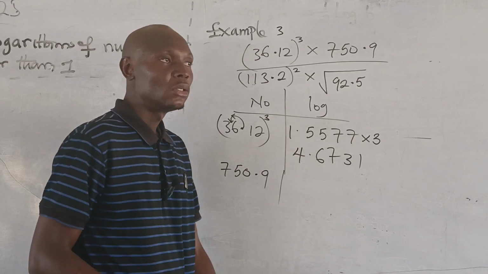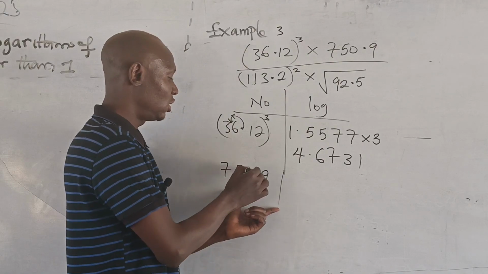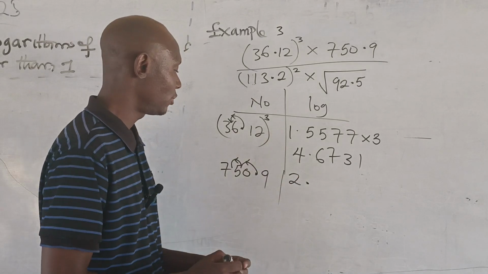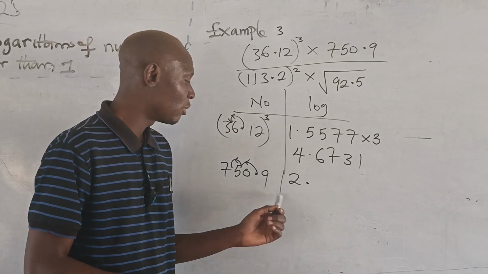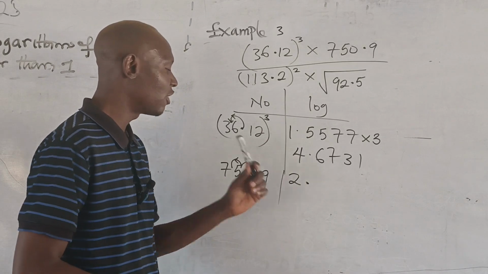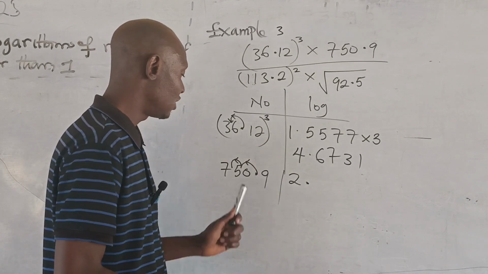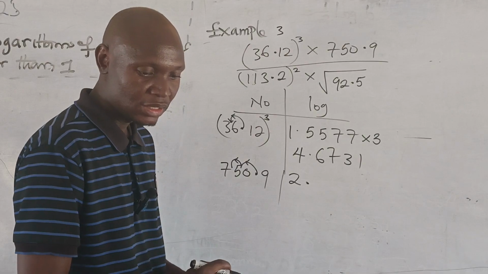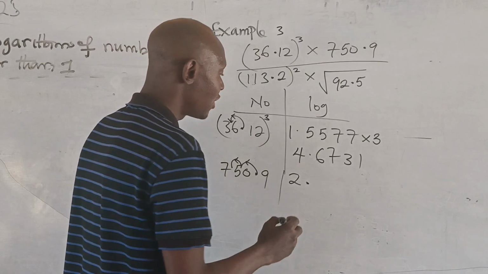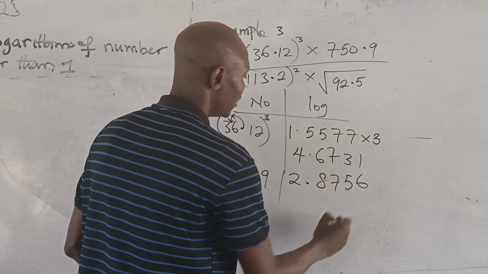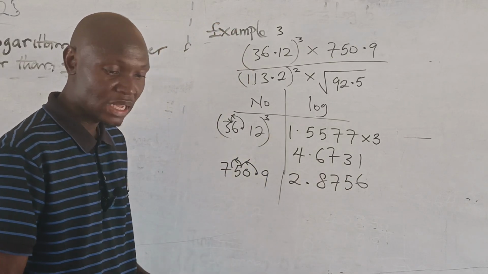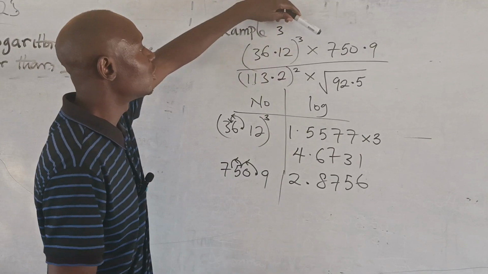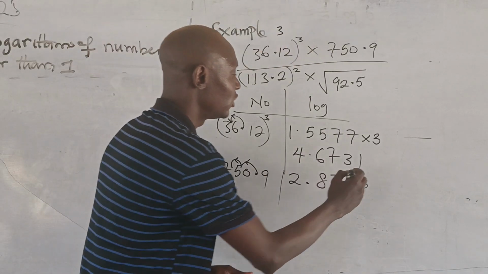750.9. So we are going to look for the integer of this also. The integer will be 1, 2. So we have 2 points here. So from this, we are going to look from our log table. We are going to check for 75 under 0 difference 9. 75 under 0 difference 9 is 8756. Now, because of this multiplication here, we are going to add.